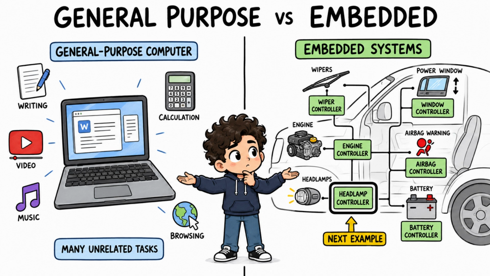A laptop is a general-purpose computer because you can install many unrelated applications. A control unit inside a car is different. Its hardware and software are designed around defined responsibilities, such as operating the wipers, controlling the engine, managing the battery, moving a power window, or monitoring the airbag system. Let us follow one simple example: automatic headlamp control.